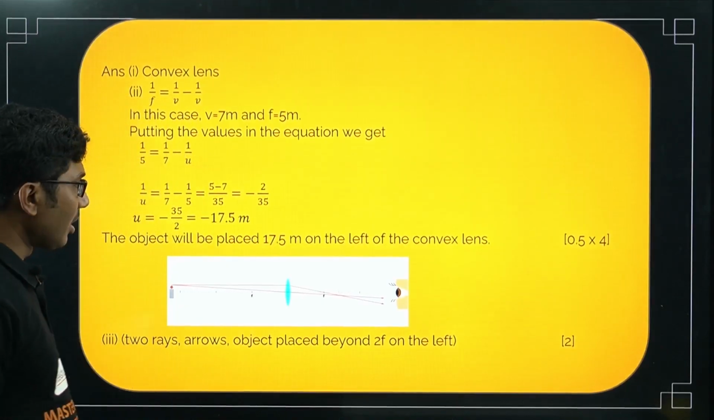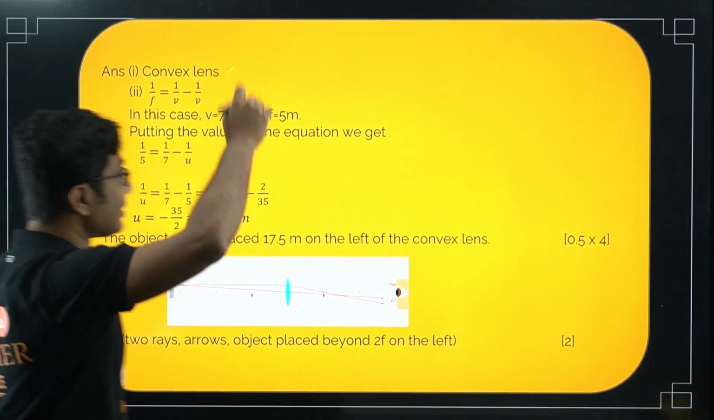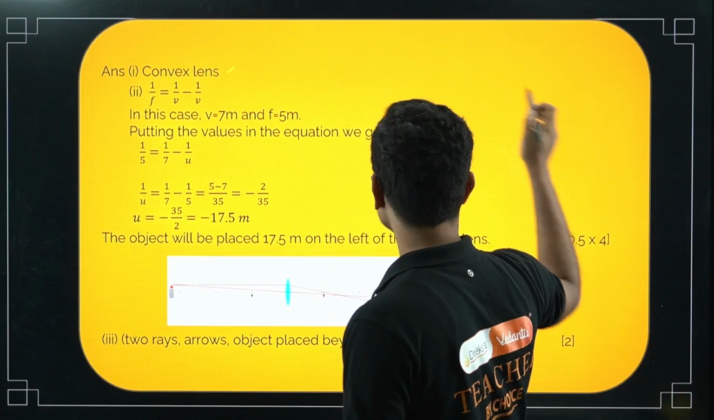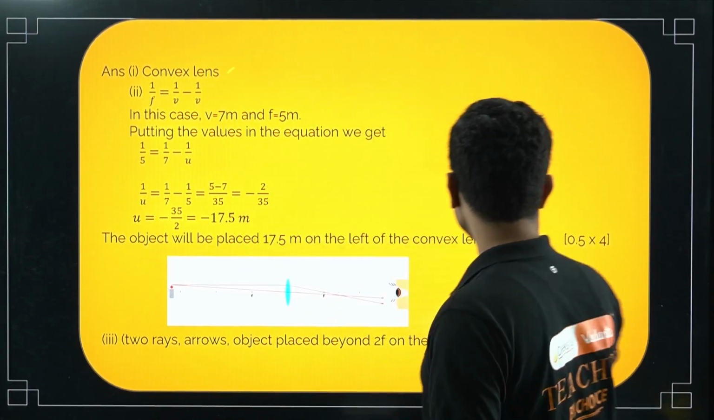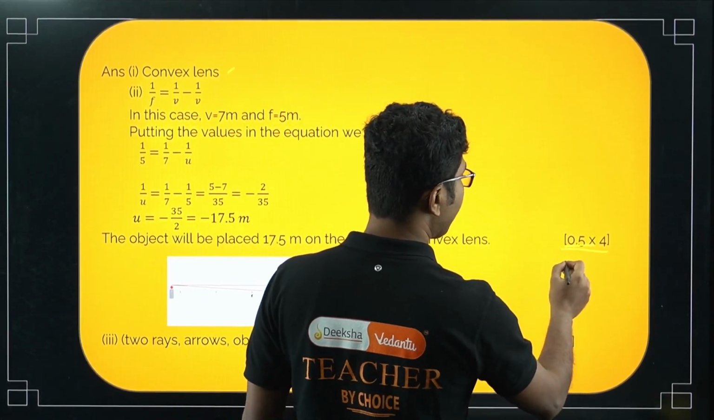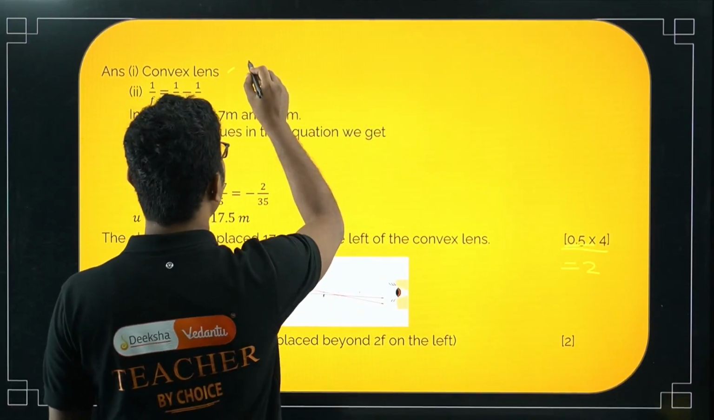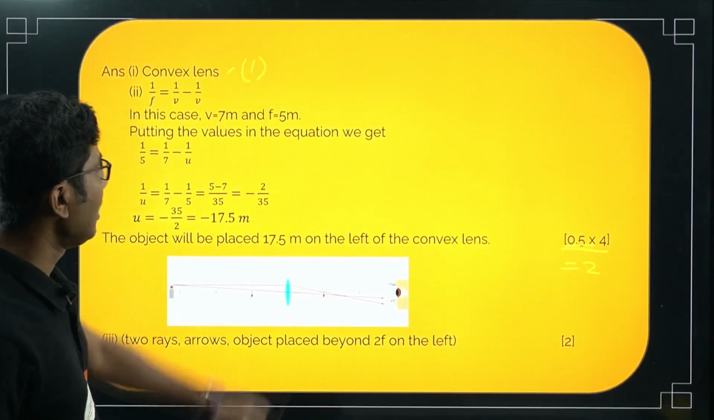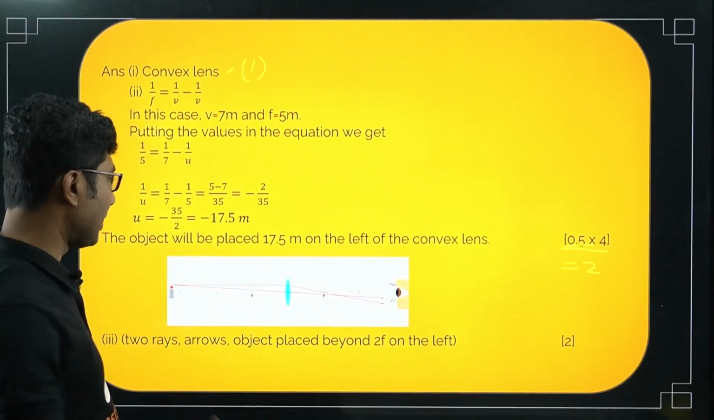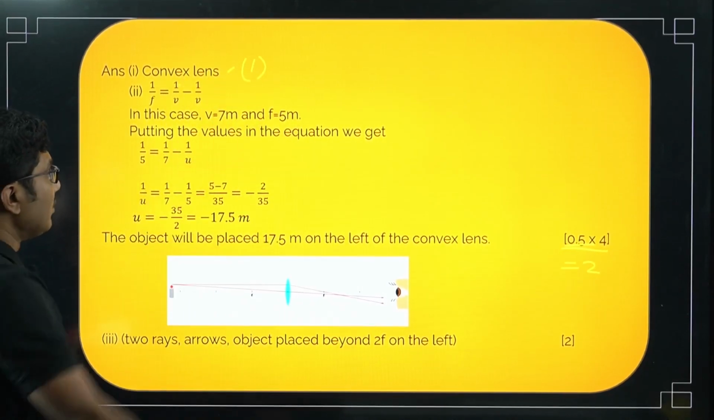First of all, this is obviously a convex lens, as I mentioned, and the lens equation is given. For all the parts you get 0.5 marks, and for the 4 parts, in total you get 2 marks. Identifying it you get 1 mark. So total for 1 and 2 you get 3 marks, and drawing the ray diagram you get another 2 marks, total 5 marks.